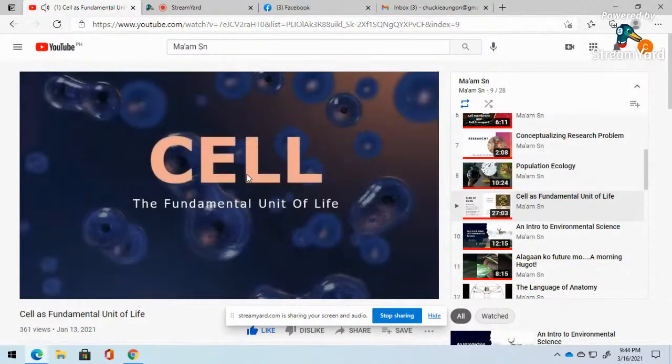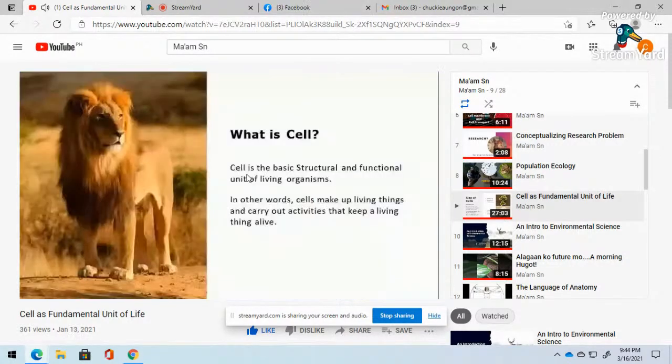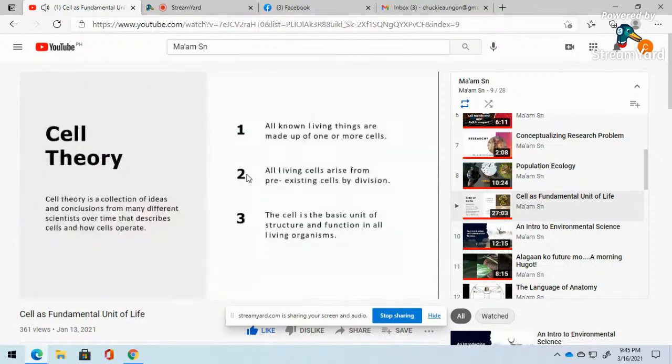Hello students, this is our second lesson and this is all about the cell, the fundamental unit of life. So to start with, what is a cell? A cell is the basic structural and functional unit of living organisms. In other words, cells make up living things and carry out activities that keep a living thing alive.